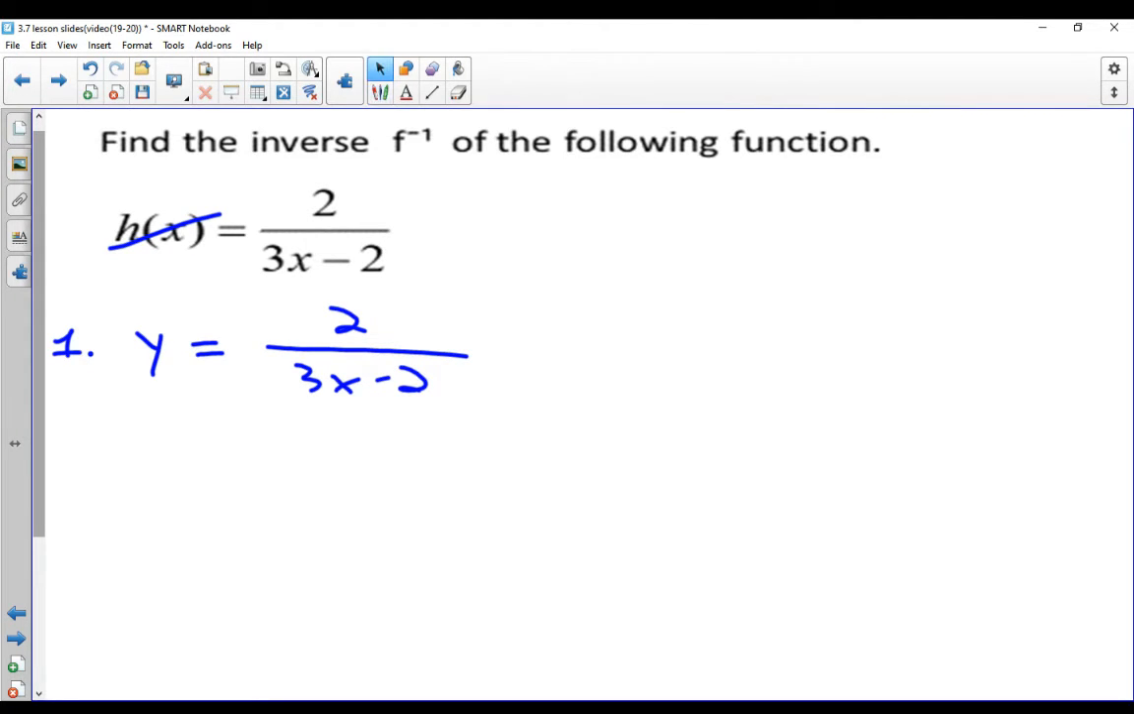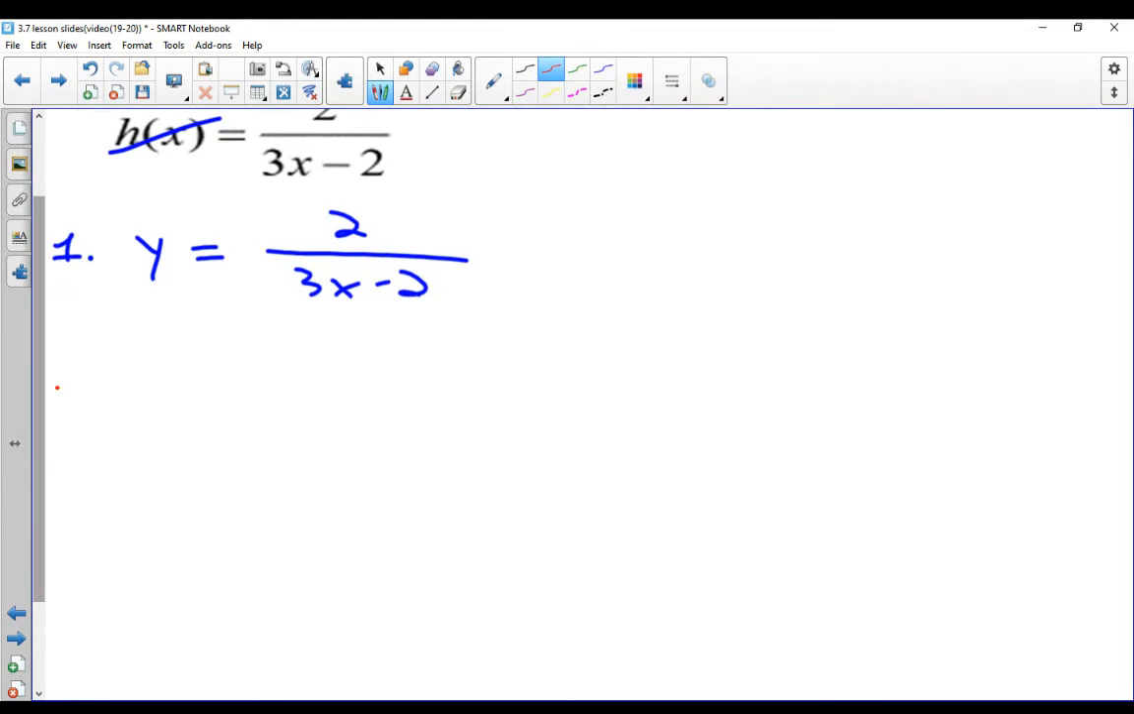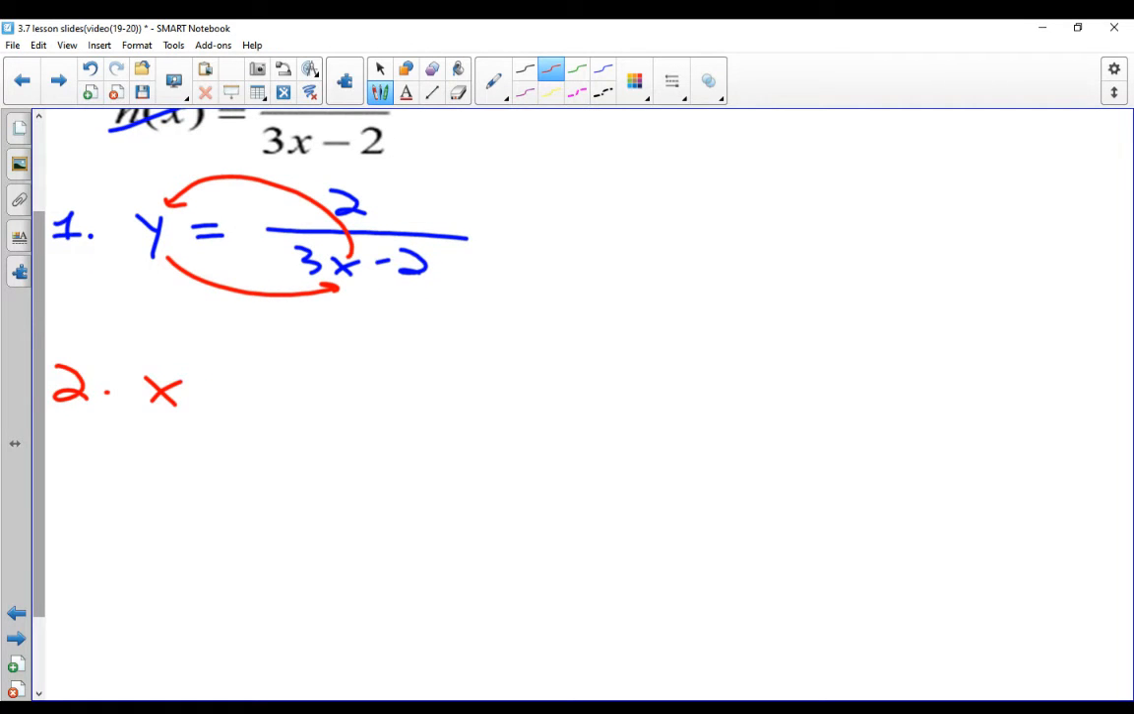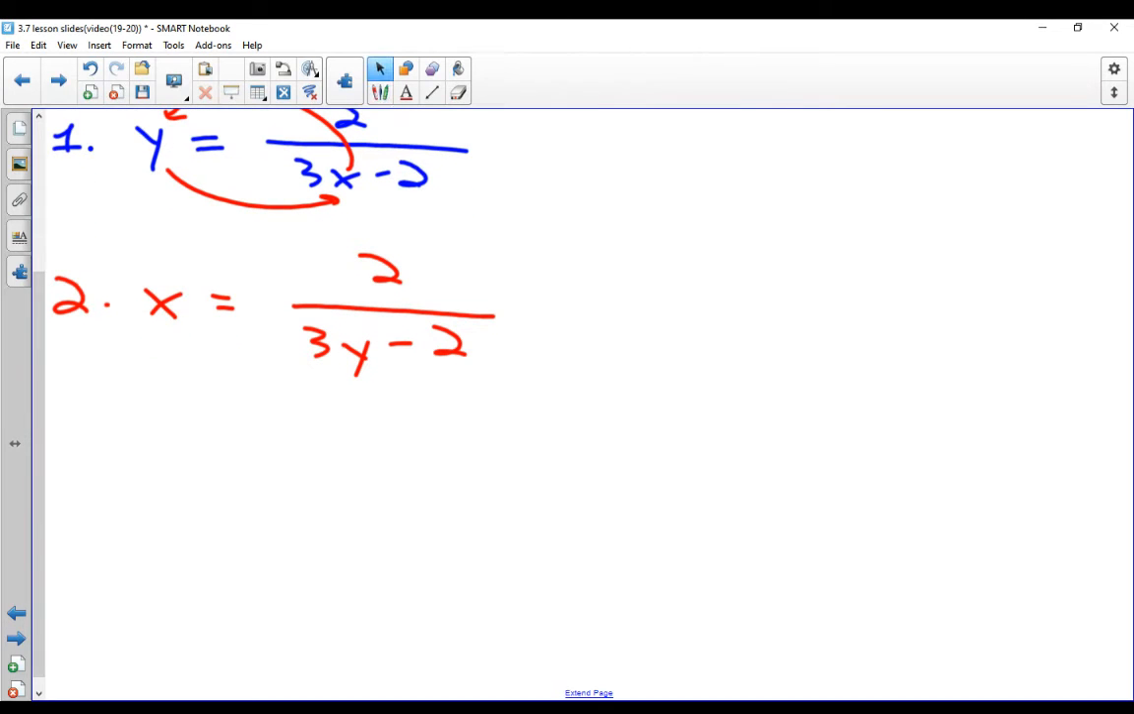And then, second step, as always, let's replace that y with the x. Make them flip-flop. So x equals 2, all divided by 3y minus 2. And this is where things get a little hairy. Now, some of you are probably looking at this 3y minus 2, and you're like, I don't like the fact that y is in the bottom of a fraction.